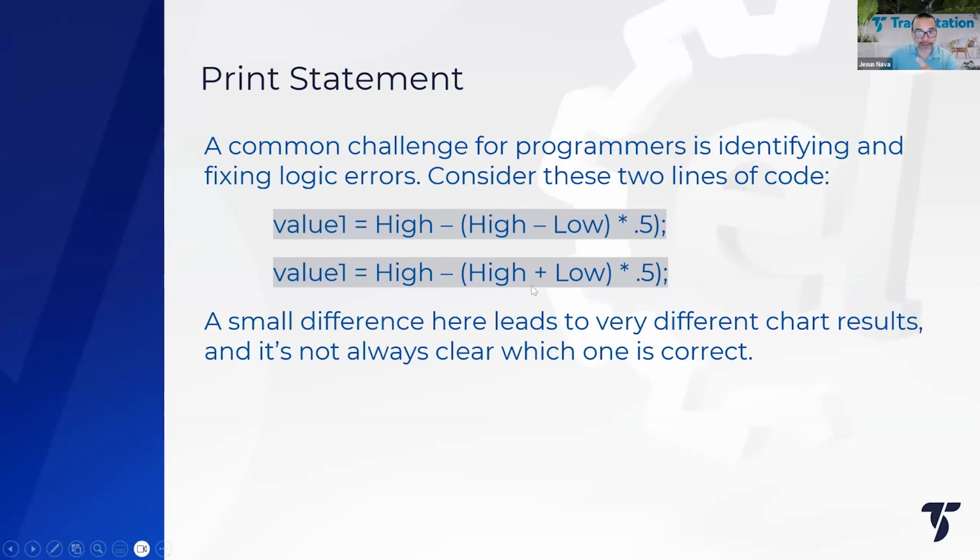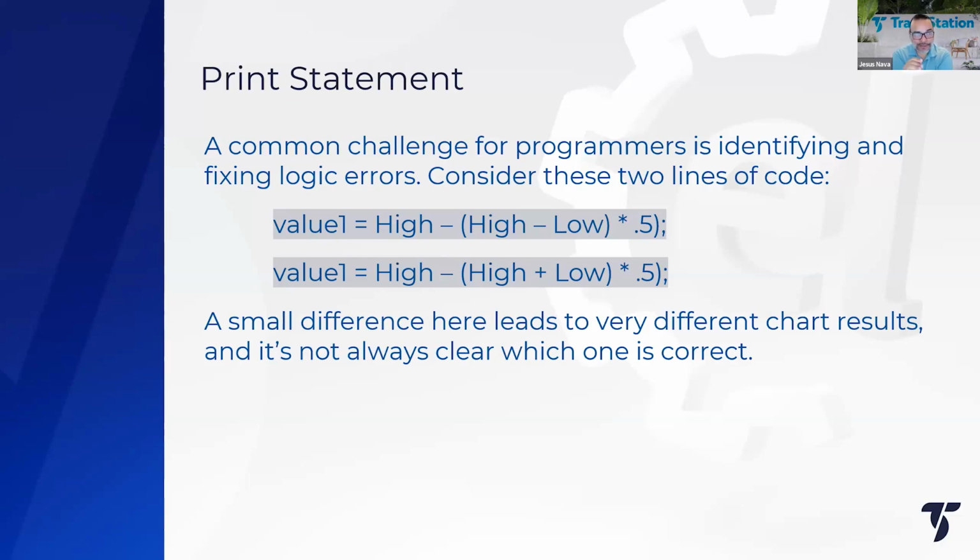The one below it, the only difference is that instead of a minus it is a plus. So here, instead of finding the range, we're adding the high plus the low, which is a totally different mathematical result. We multiply that by 0.5, and then we subtract that from the high. So yes, you are able to perform the mathematical calculation, but the result is going to be totally different.